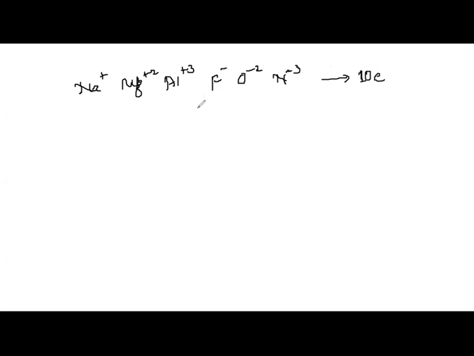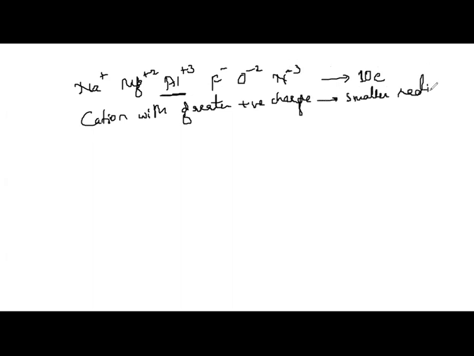The cation with the greater positive charge will have a smaller radius. We have discussed this. Why? Because as the positive charge increases, more electrons are lost, so the attraction of the nucleus on the remaining electrons will increase. Anions with greater negative charge will have a larger radius.